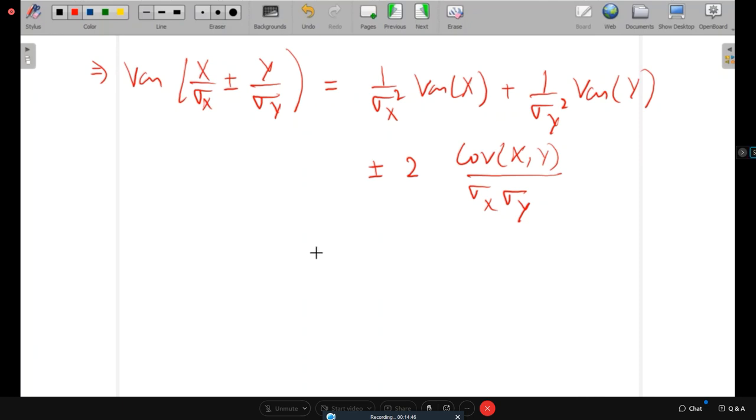If you carefully look at the first term, the variance of x is nothing but sigma x squared, so 1 by sigma x squared times sigma x squared is 1. Then plus or minus 2 times the correlation coefficient. So this is equal to 2 plus or minus 2 times rho x y. Whether you take the difference or the sum of two random variables, the variance is always non-negative, greater than or equal to zero.